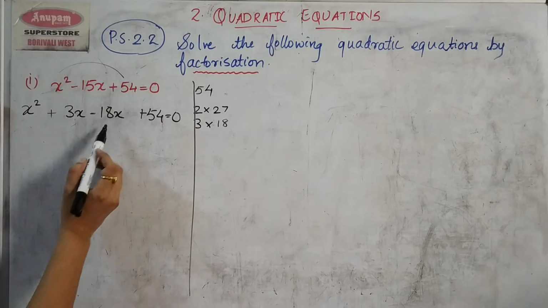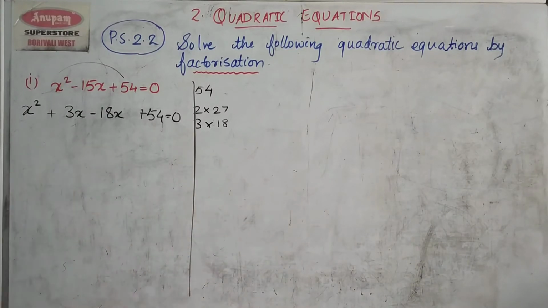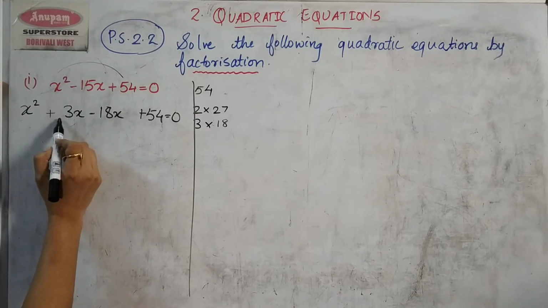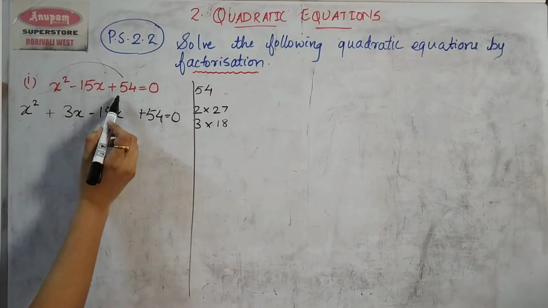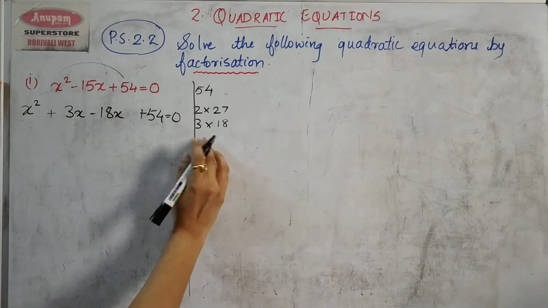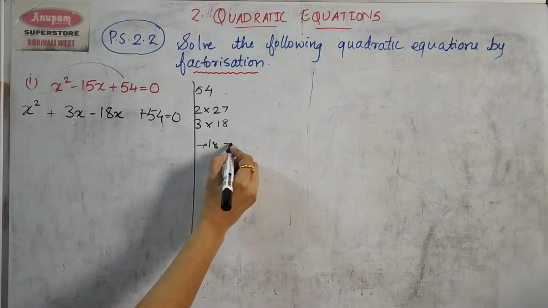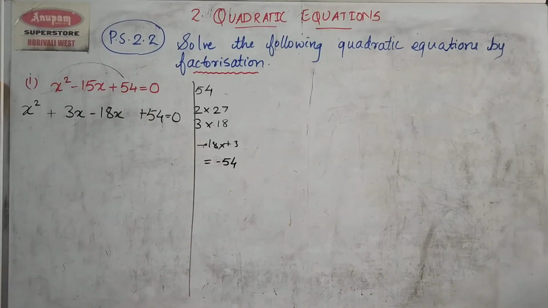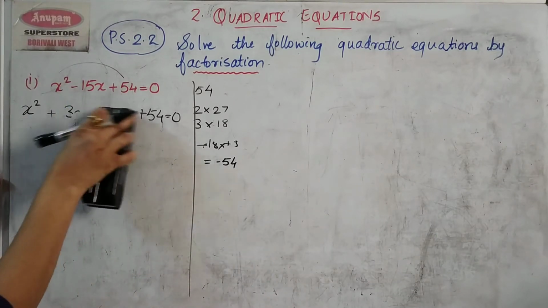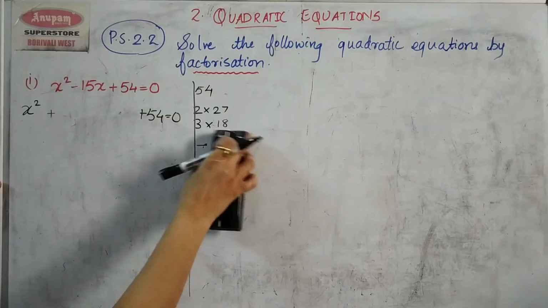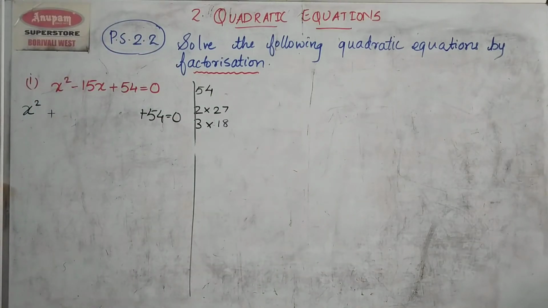Now children, look, 18 3s gives me 54, not a problem. But if I use this plus and minus sign, plus into minus shall give me minus 54. Yes, minus 18 and plus 3. This multiplication should give me minus 54, whereas I have plus 54. So I cannot use this 3x and 18x. Then what am I going to use? Let me find out. So 3 and 18 pair will not work out.